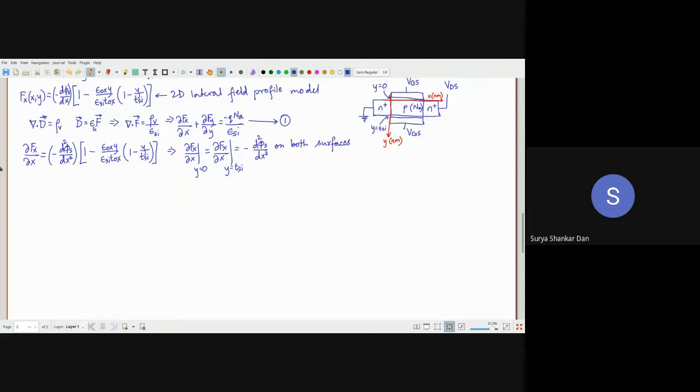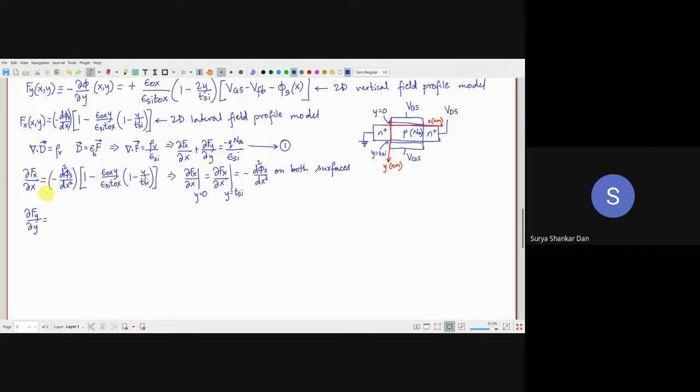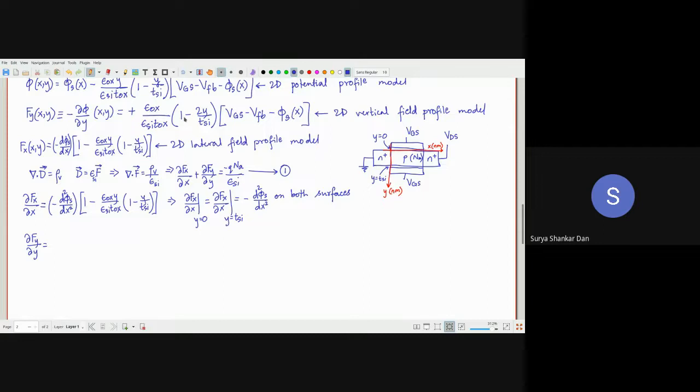Okay, so now we will try to find out the other term del fy del y. Fy किधर है? ये वाला, right? So let us find out the value. Notice this third bracket has got no y dependent term. Epsilon of x by epsilon si t of x, this is a constant. This first bracket 1 minus 2y by tsi has this y. So if you are taking a derivative, this 1 minus will be gone. 1 will be gone. You will be left with minus 2 by tsi.